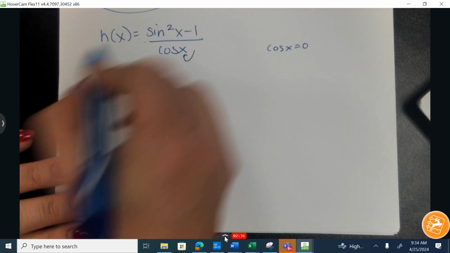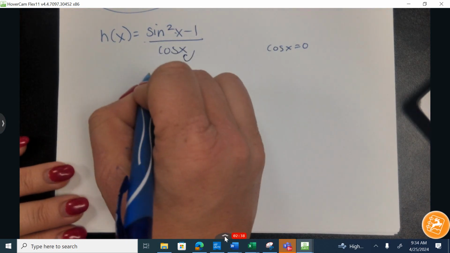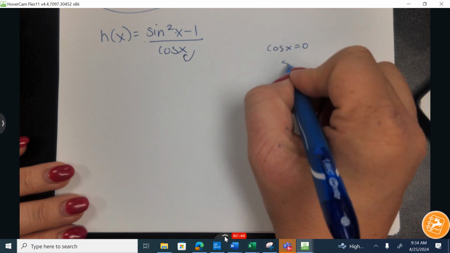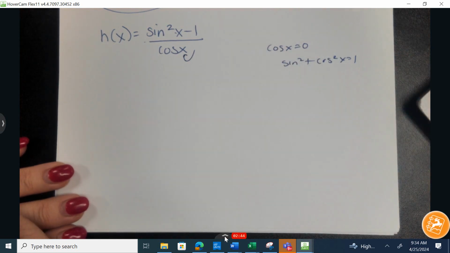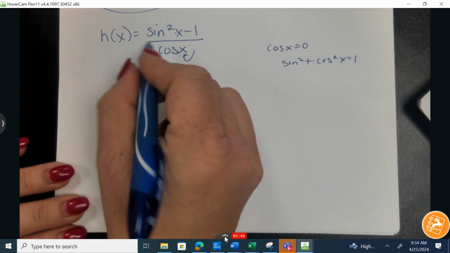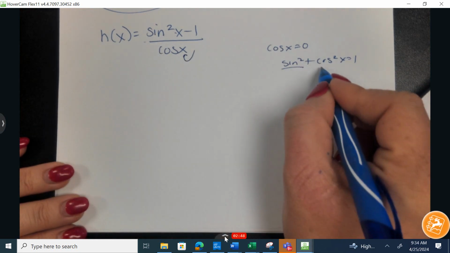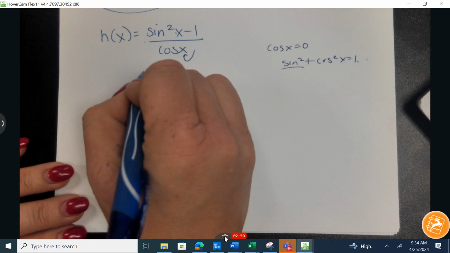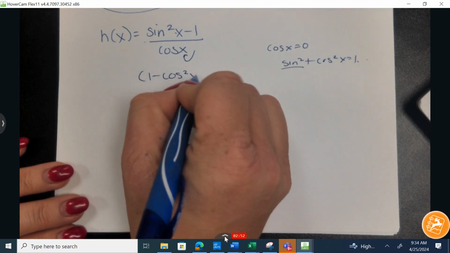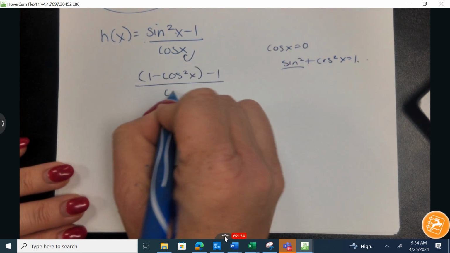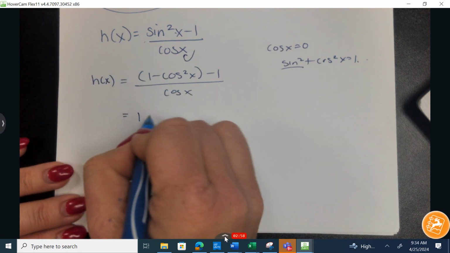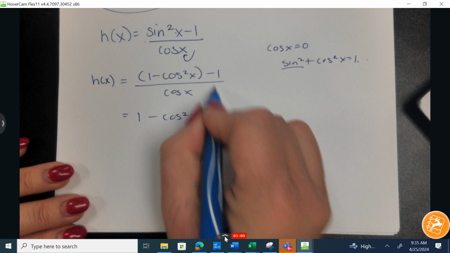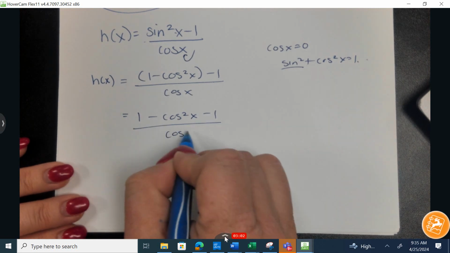It would be undefined. So I'm going to rewrite. I know sine squared plus cosine squared equals 1. It's one of our memorized trig identities. So I'm going to replace sine squared with 1 subtract cosine squared. So 1 subtract cosine squared x minus 1, all over the cosine of x.